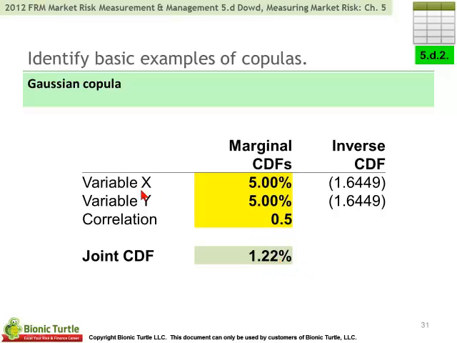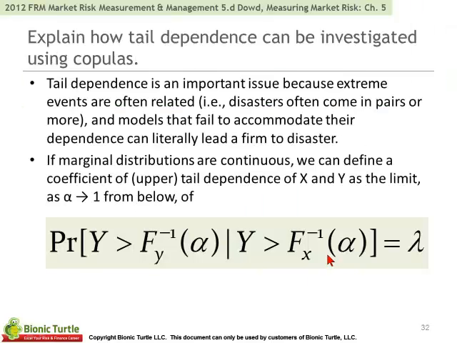In this case, if we think of these as probability of default, if we have one bond with a probability of default of 5% and another bond with a probability of 5% and then some correlation assumption, we end up with a joint cumulative distribution function telling us that the probability that both of them will default, or symbolically here, the joint probability that variable x will be less than some value and the variable y will be less than some value, is going to be equal to 1.22%.